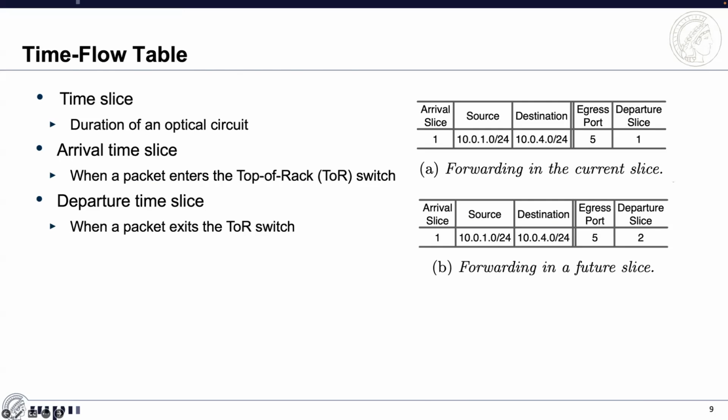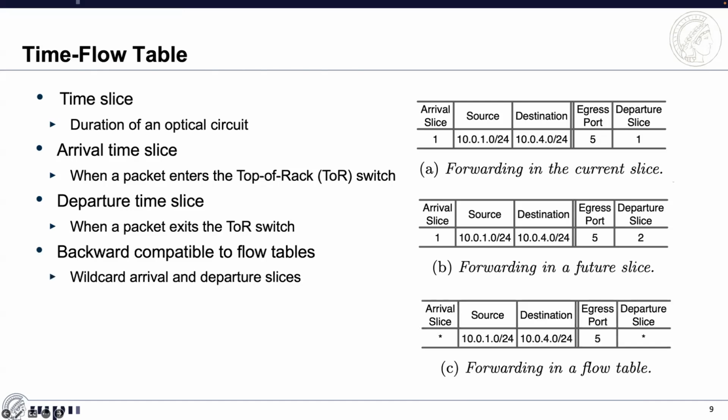So in the example above, the arrival time slice and departure time slice are the same, meaning the packet, after it enters the switch, just leaves, and you can match by the entry. And the second example is when it needs to be buffered and wait there for one time slice, and then it will departure. Okay. This abstraction is backward compatible to flow tables, like for some particular designs, like Google's Jupiter network. Your packet always leaves whenever it enters. So we just set the wildcard fields to these arrival and departure time slices.